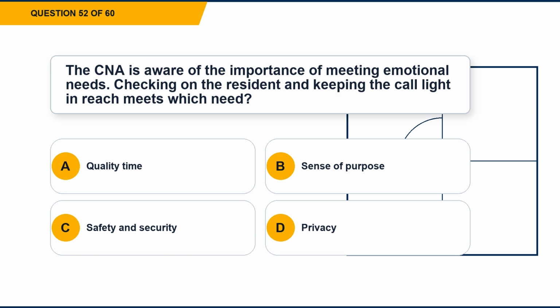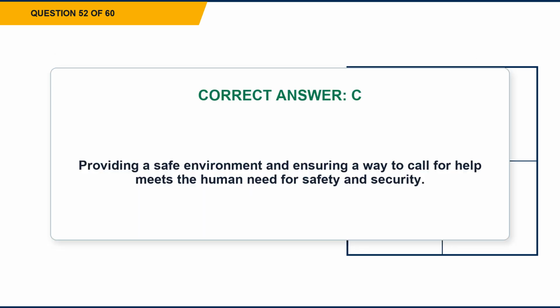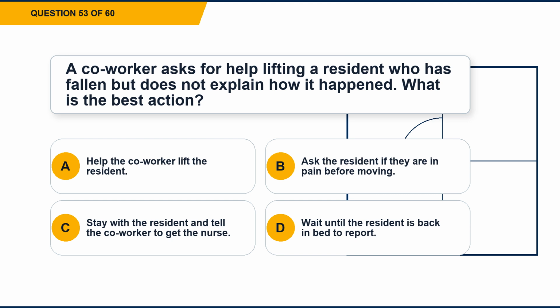Option A, quality time. Option B, sense of purpose. Option C, safety and security. Option D, privacy. The correct answer is option C, safety and security. Explanation: providing a safe environment and ensuring a way to call for help meets the human need for safety and security.